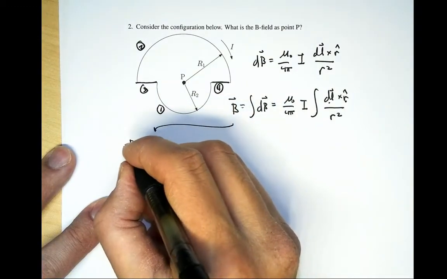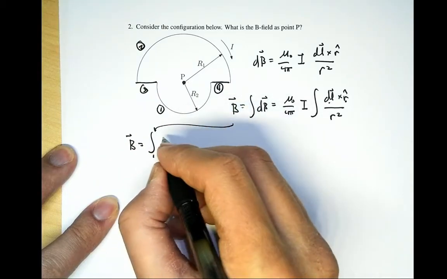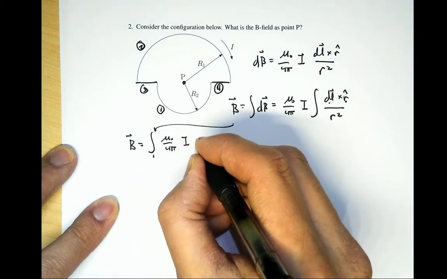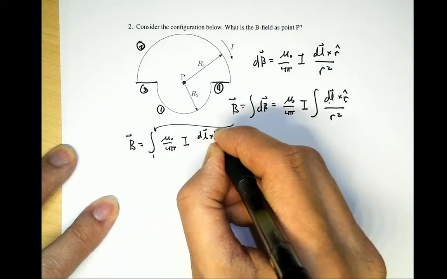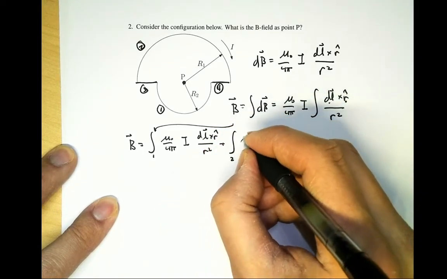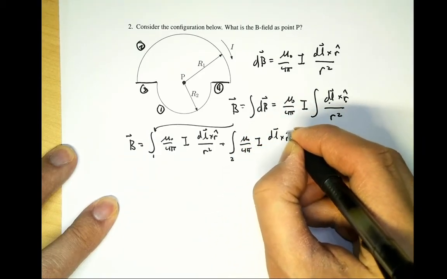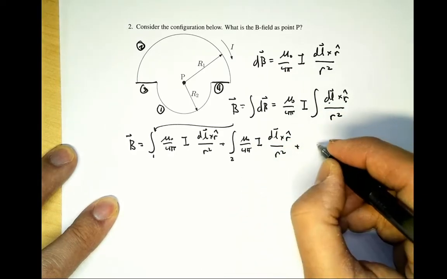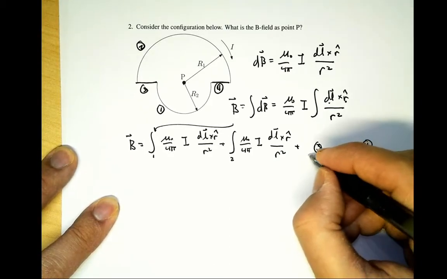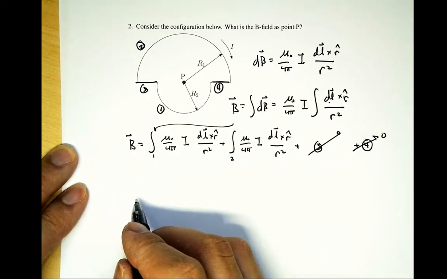So the B field is going to be equal to the integral along segment 1 of mu 0 over 4 pi I dl cross r hat over r squared, plus the integral over semicircle 2 of mu 0 over 4 pi I dl cross r hat over r squared, plus segment 3 plus segment 4. But if you look at the previous video, you know these are equal to 0. So we're just left with two semicircles. Let's go ahead and do them.